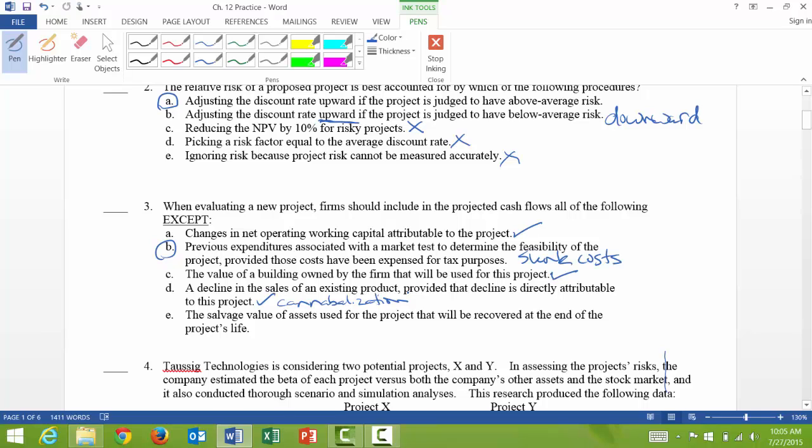And then E, the salvage value of assets used for the project that will be recovered at the end of the project's life. And we do include that, and we will look at an example of that in a question later on.